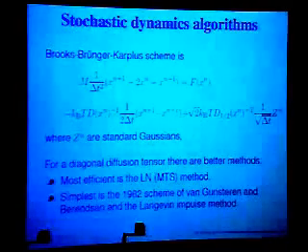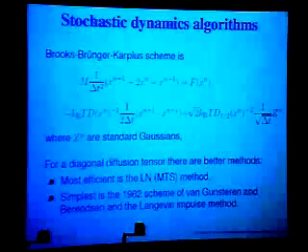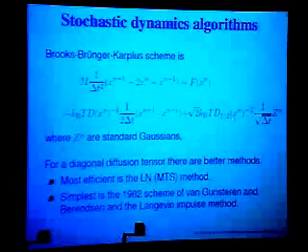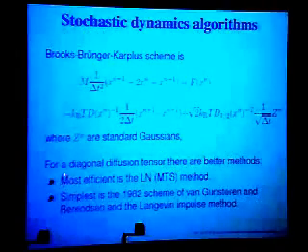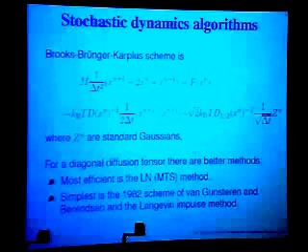For some purposes, it's adequate to use a diagonal diffusion tensor, in which case inverting it would be trivial. In that case, there are better methods than the BBK method. The most efficient method is the method LN. Well, I should say there are notes that accompany this talk, and these notes have many of the references that you can refer to.